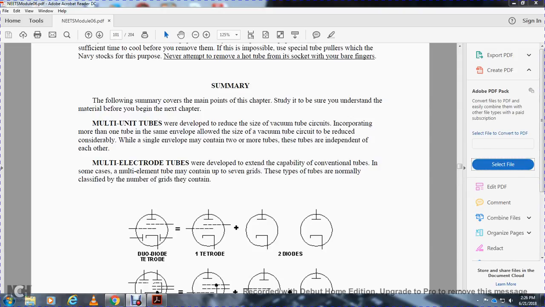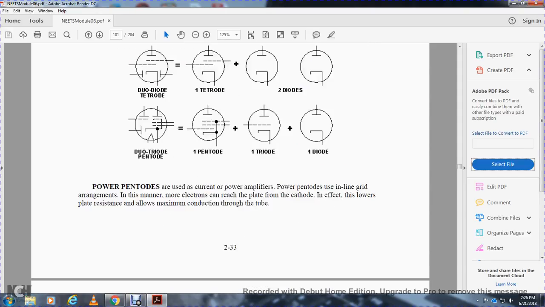Multiple electrode tubes were developed to extend the capability of conventional tubes. In some cases, multiple electrode tubes may contain up to seven grids. These types of tubes are normally classified by the number of grids they contain. Power pentodes are used for power amplification.